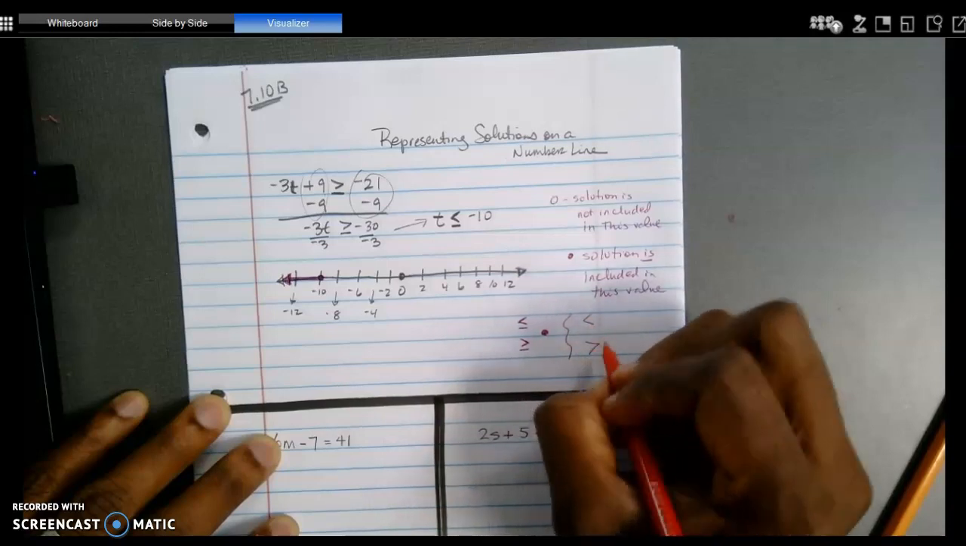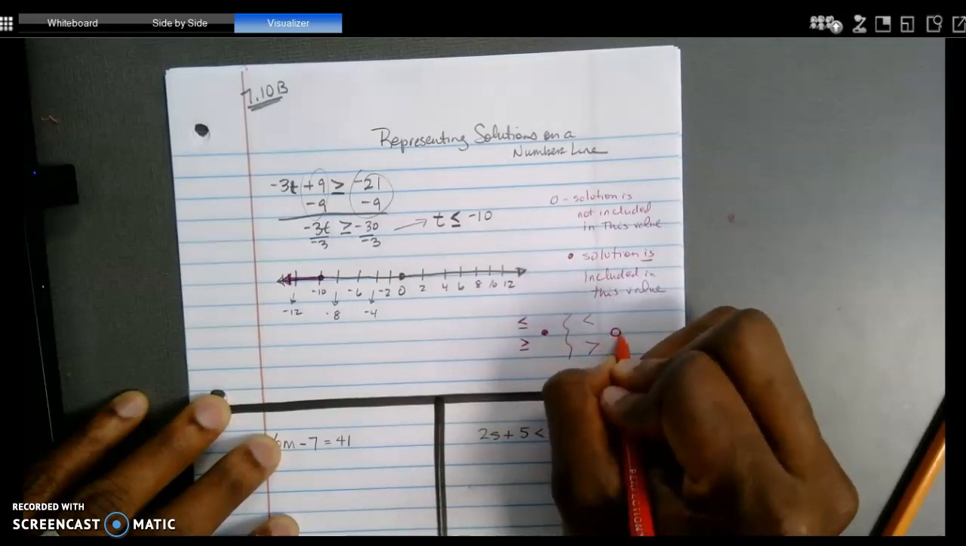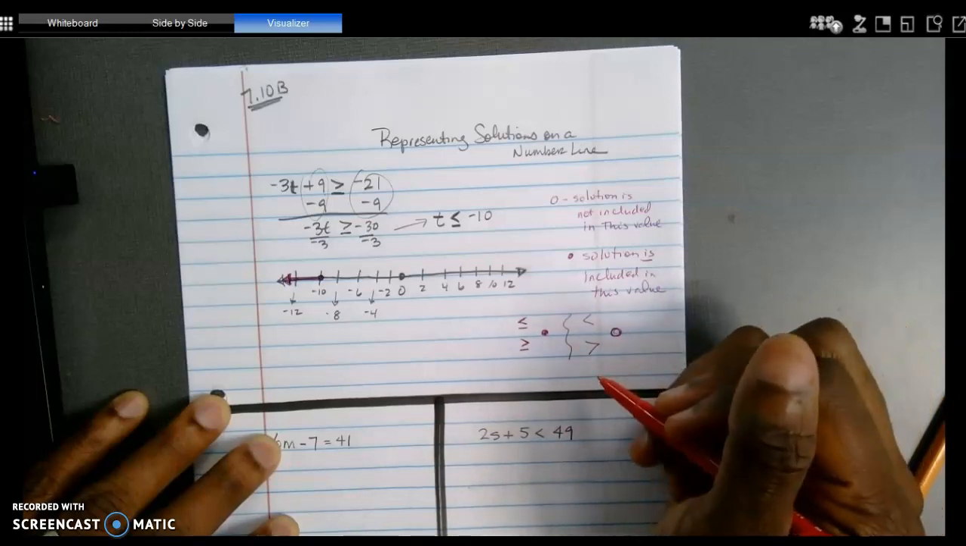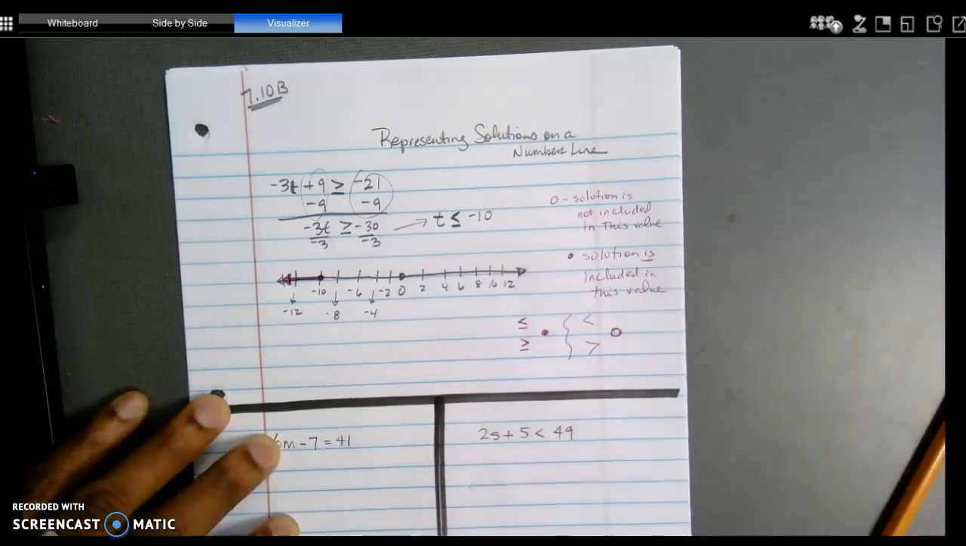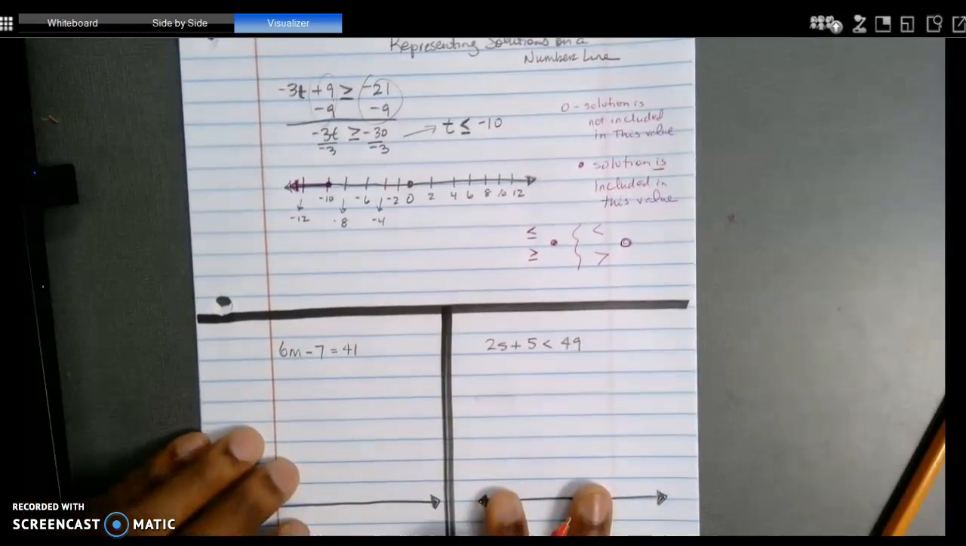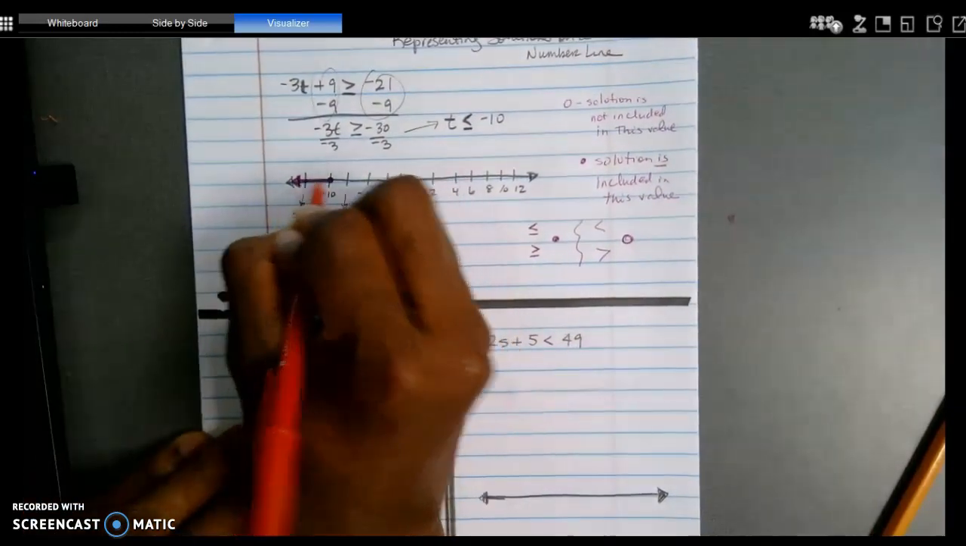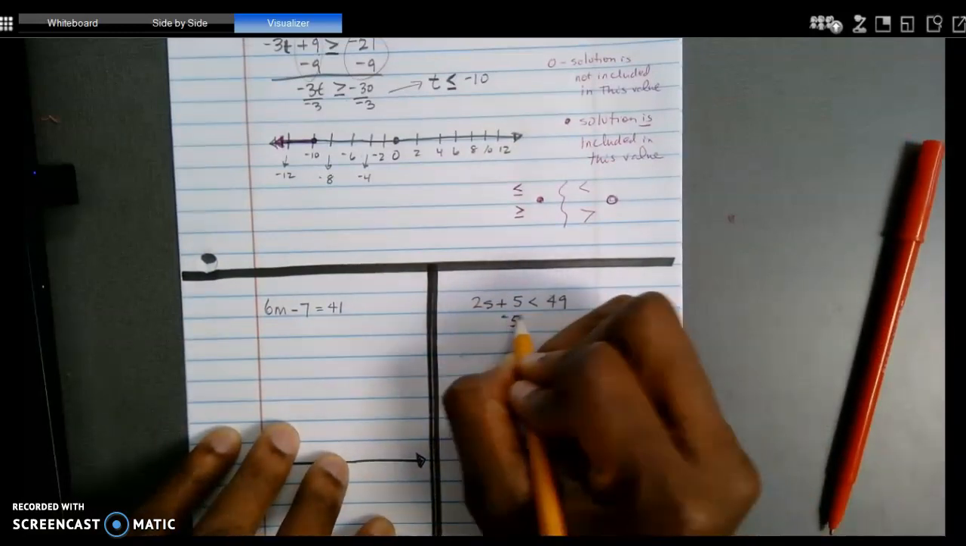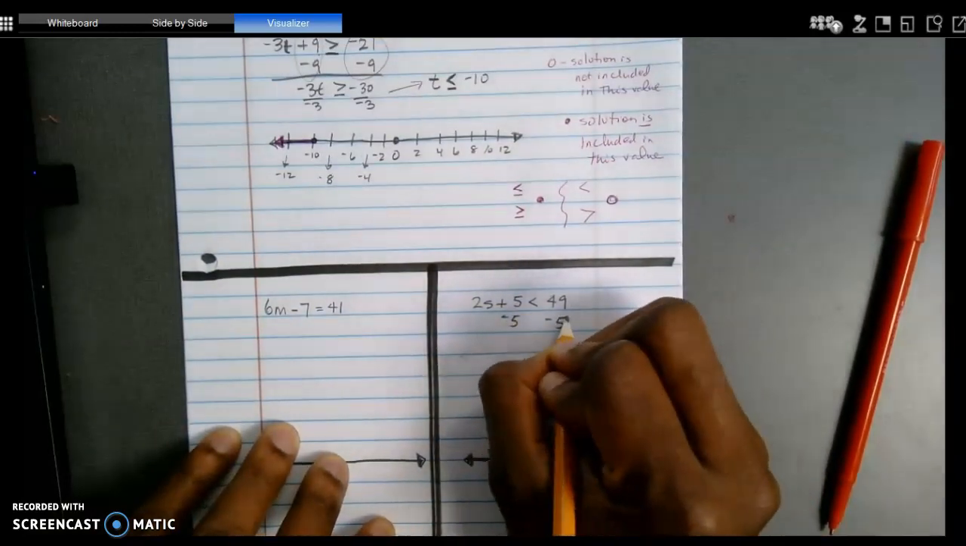Less than or greater than would have an open dot. Okay? Now, that's going to come in handy when we look at an example down below. All right. So next, and again, my solution is there. I'm going to start with this one. Again, I'm just going to go through and solve my equation.